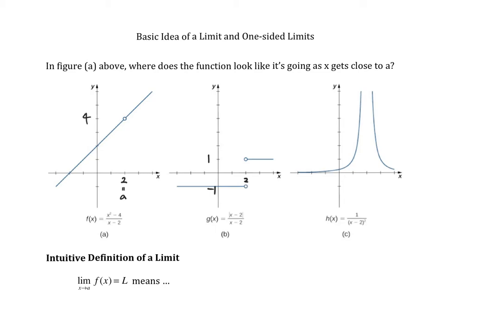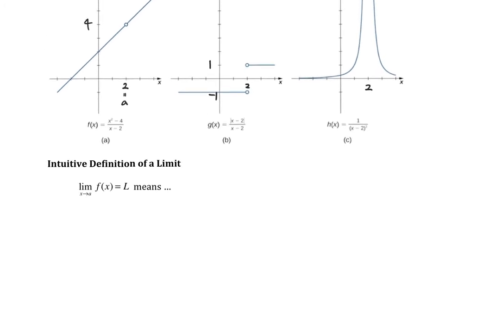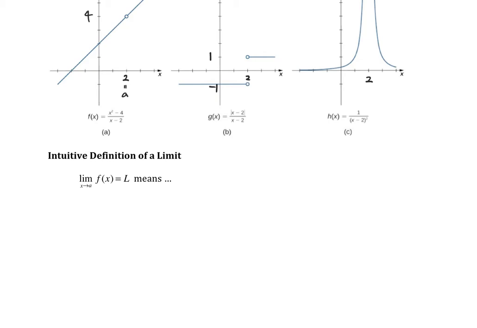Let's look at the third picture now. For the third picture, again, the point that I care about is 2. This time, when I come from the left side, it looks like my graph is shooting up to positive infinity. And when I come from the right side, it also looks like my graph is going to positive infinity. So these three pictures represent 3 different types of limits that we have. And what we want to do first is understand the intuitive definition of a limit.